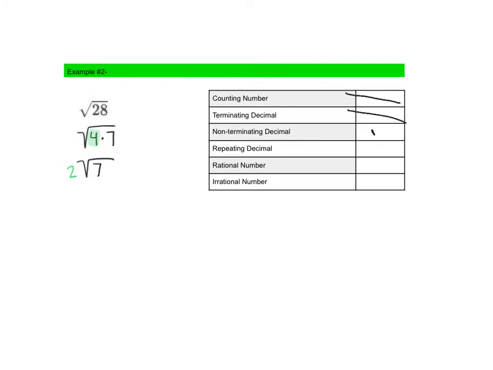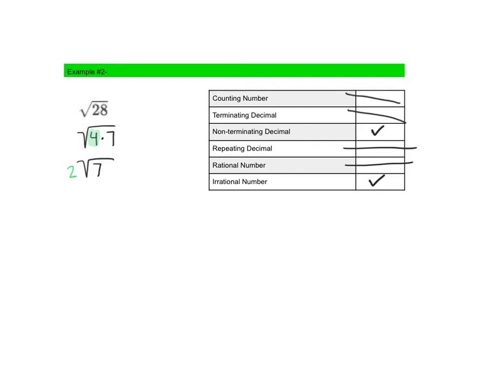So yes, it is non-terminating. It goes on forever. Okay? Does it repeat? Nope, it has no repetition. And if it doesn't repeat and we can't predict what comes next, it is not rational, it is irrational. So this number is a non-terminating, irrational number.